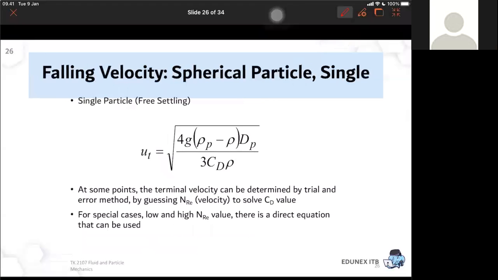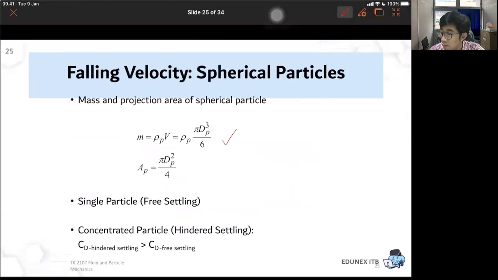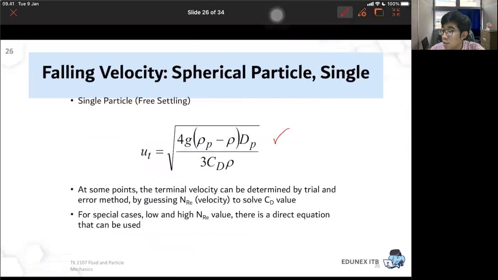It's okay, sir, you can use this equation. You can change the previous one, this one, by changing M and AP into this one. So the terminal velocity will be a function of the diameter of the particles, the density of the fluid and the particles, and then the G. But of course, it's still a function of the drag coefficient.